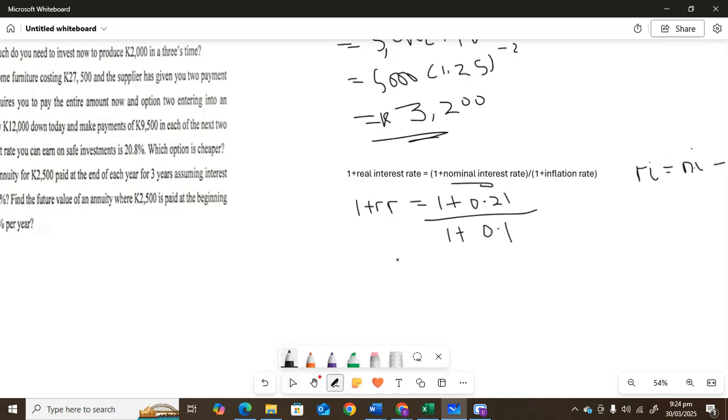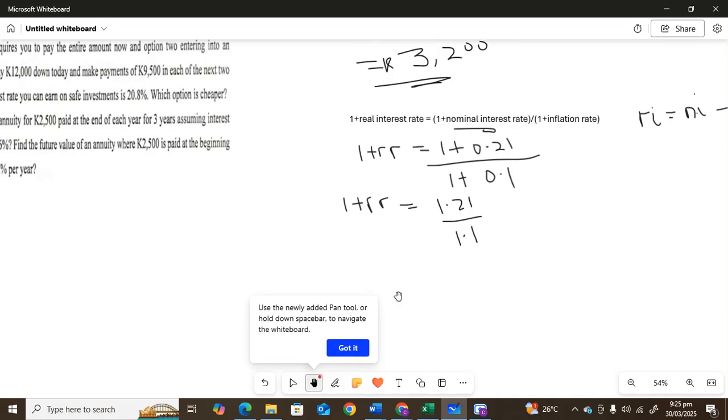So 1 plus 0.21, 1.21, divided by 1 plus 0.1, 1.1. This side we have 1 plus the RR, the real interest rate. So we divide 1.21 by 1.1. You're going to get 1.1.